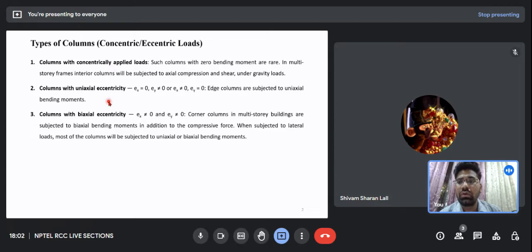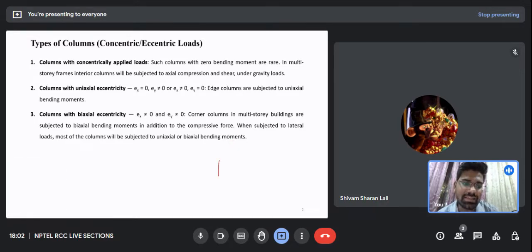Now when we look at the eccentricity of the column, we can have two types of eccentricities. The column can be eccentrically loaded only on one side, that is, it is uniaxially loaded, and the other case can be the column having eccentricity on both of its sides.